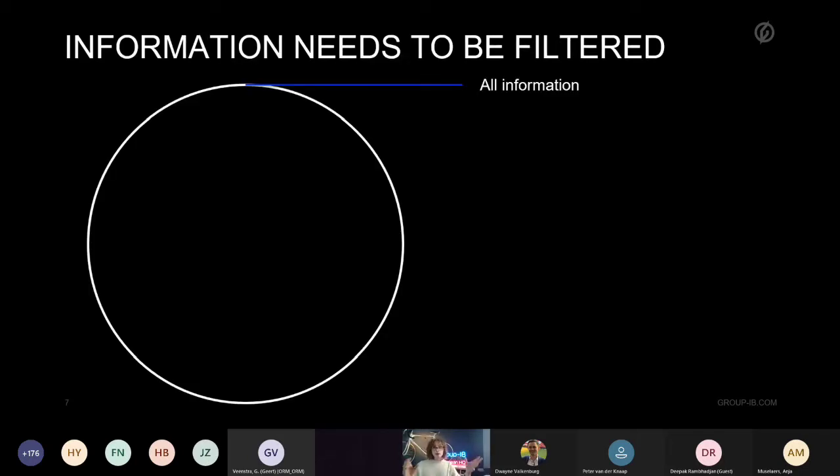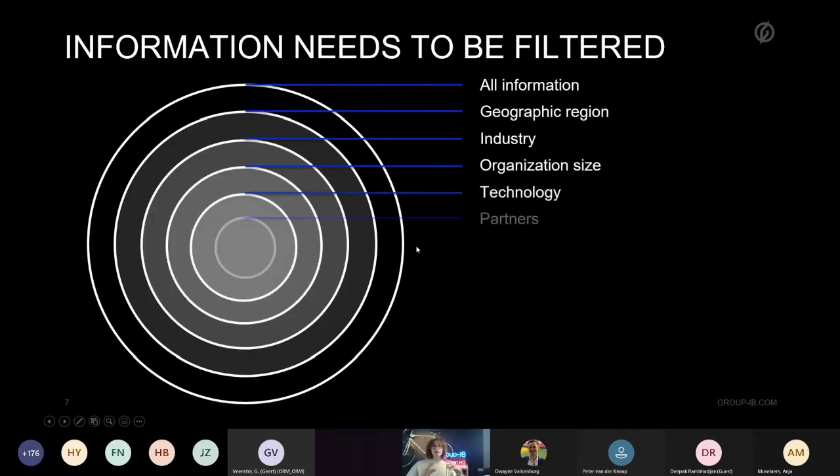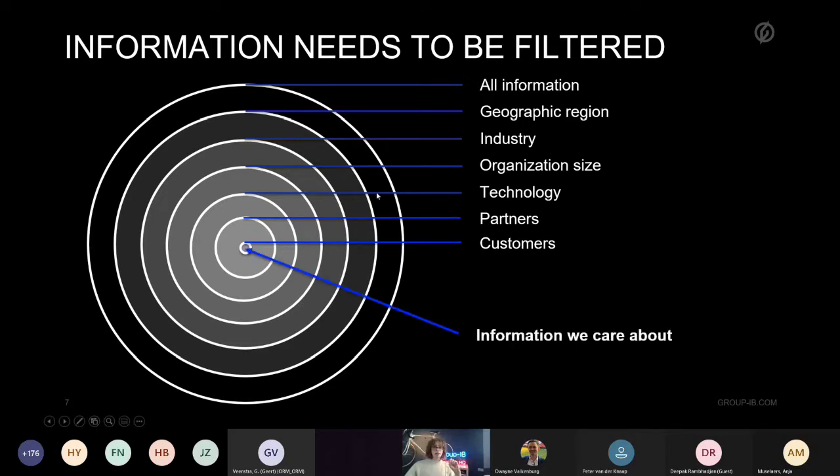So we need to start by filtering information. What's relevant? Take all of the information out there. We then need to refine it by our geography, by our industry, by our organization size, the technology we use, who our partners are, and even our customers. And only then do we get to the information that we really care about.